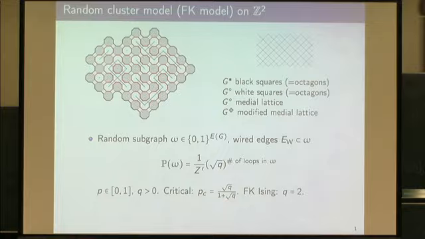The other point here is that we can also look at free boundary conditions, since this configuration is FK with this probability, but now with free boundary conditions.